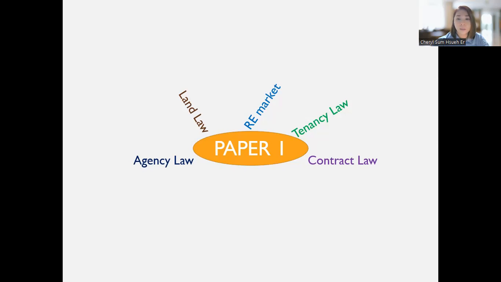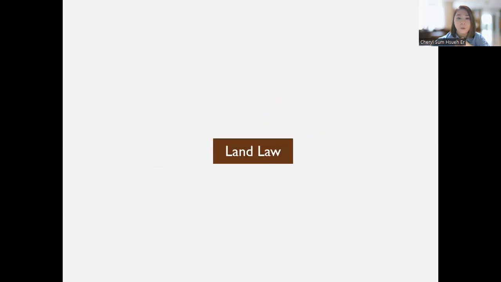The first one, the largest topic, is going to be land law. This is how I do my mind mapping. Like I mentioned, I strongly suggest you draw it out yourself because we do have motor memories. As you map it out and draw it out yourself, the memory retention is there. So let's start off talking about land law.